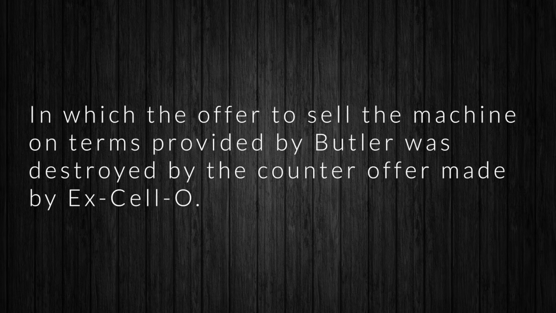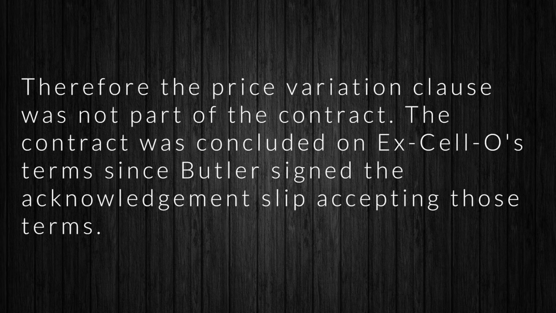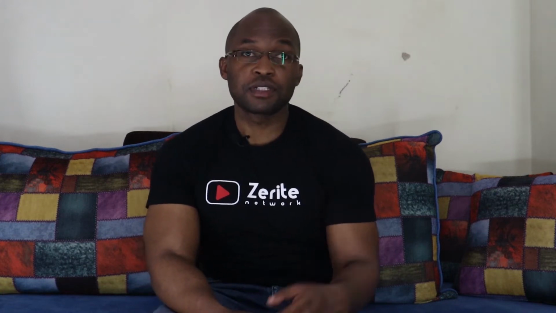1979. In which the offer to sell the machine on terms provided by Butler was destroyed by the counter-offer made by XLO. Therefore, the price variation clause was not part of the contract. The contract was concluded on XLO terms since Butler signed the acknowledgment slip accepting those terms. So it is important to communicate your acceptance as well, because that is pretty much the way that we know that you've accepted the offer, okay?